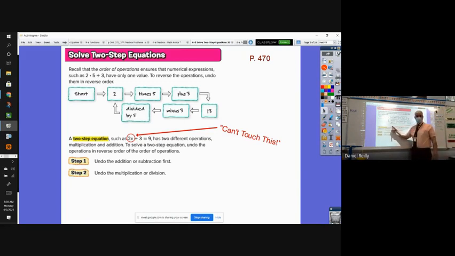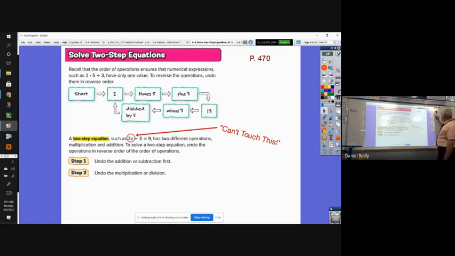You can't touch this until it's by itself. Mrs. Woodruff likes to put a little circle around it. She calls it the Woodruff bubble. And if you have her next year for Math 8, you will hear about the Woodruff bubble when you do these problems. So don't do anything to this 2x until it is by itself. That means I have to undo this plus 3 first.